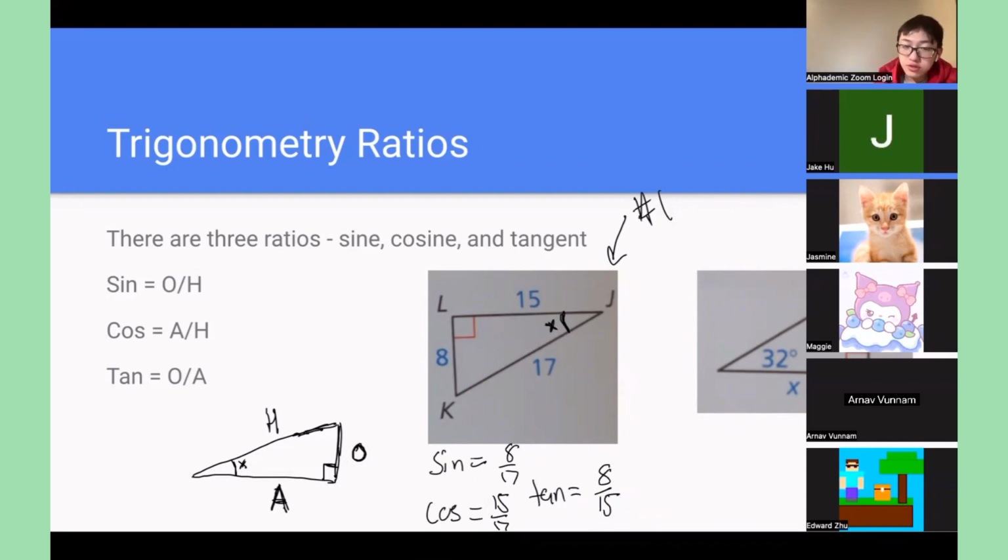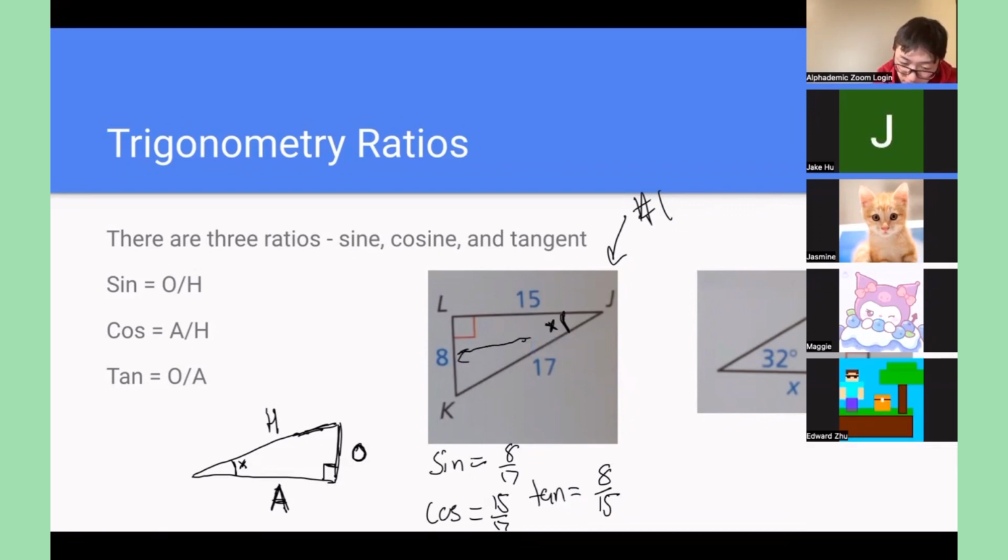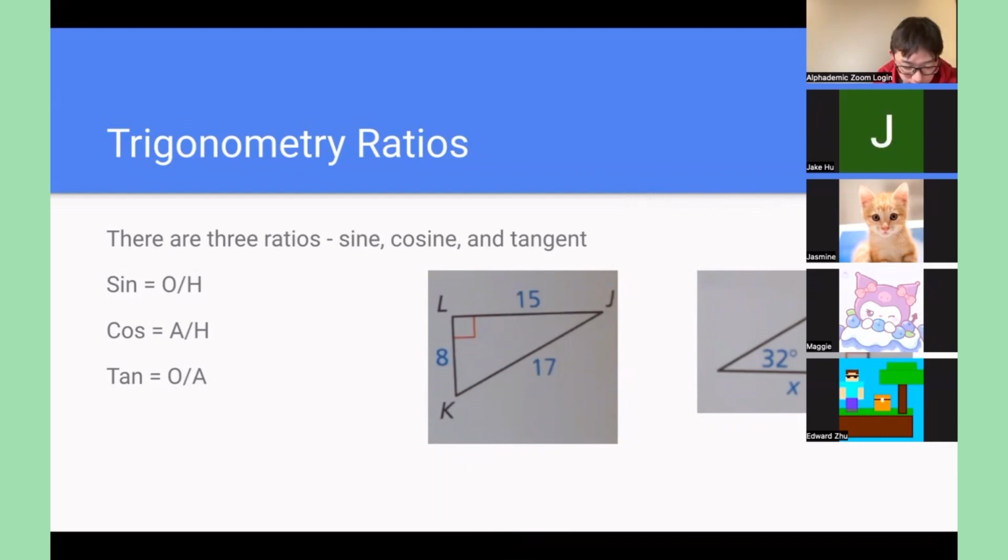So for this triangle, remember again what sine essentially means. It just means the ratio of the opposite side of the angle, which is 8, divided by the hypotenuse, which is 17. Cosine is the value of the adjacent side divided by the hypotenuse. And lastly, tangent is the value of the opposite side divided by the adjacent side. And then for this last one, I will just quickly go over it as well.